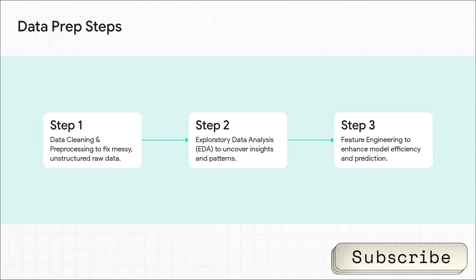First, we clean the data to fix all the errors and inconsistencies. Second, we explore it to find hidden patterns. And third, we do something called feature engineering, which is this really cool, creative process of picking and transforming the data variables to help our model learn way more effectively.